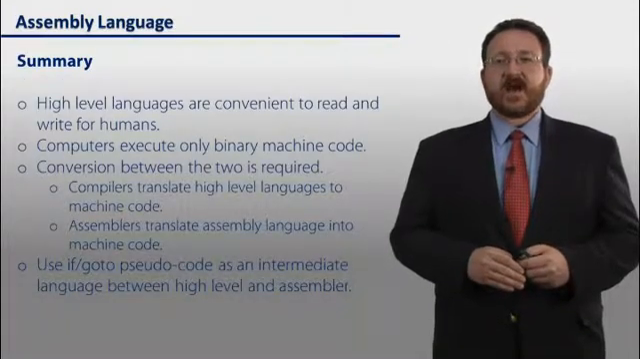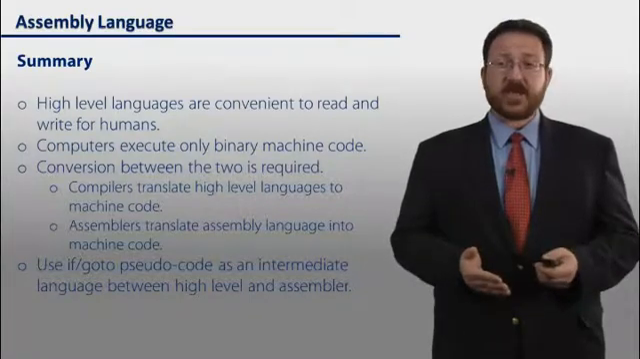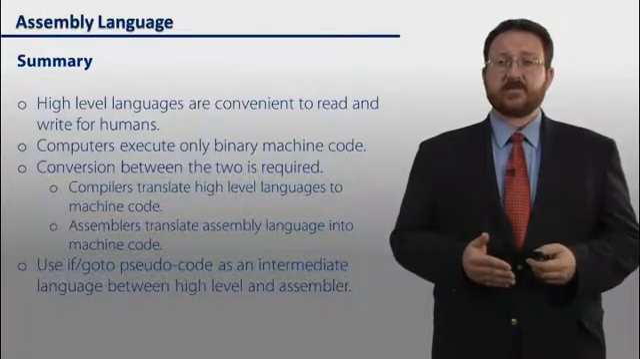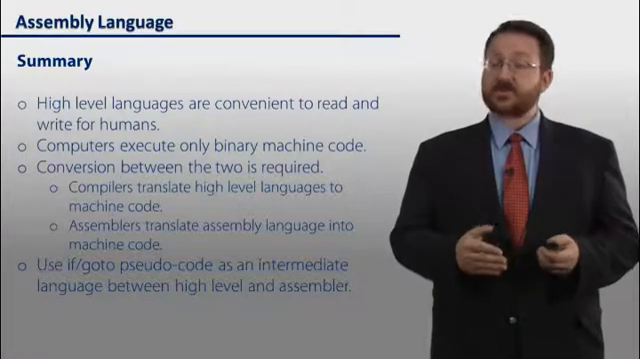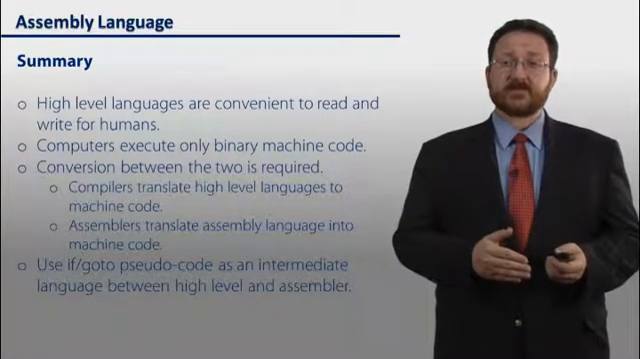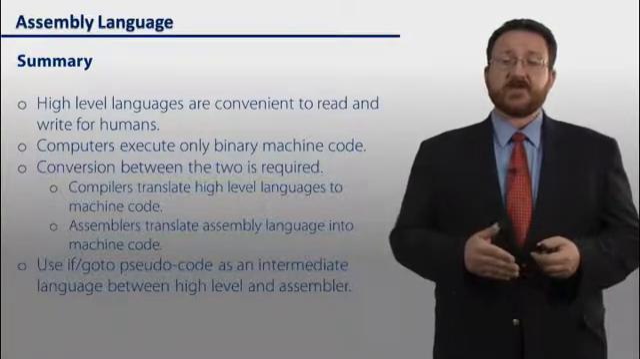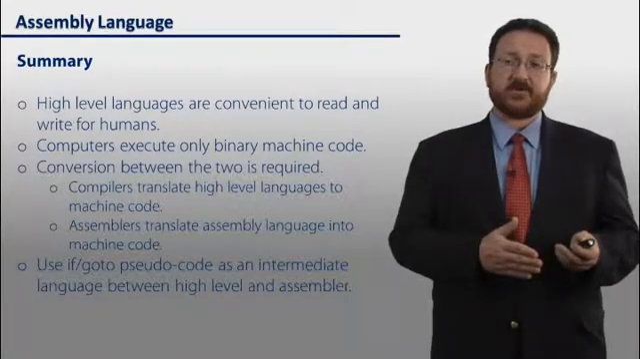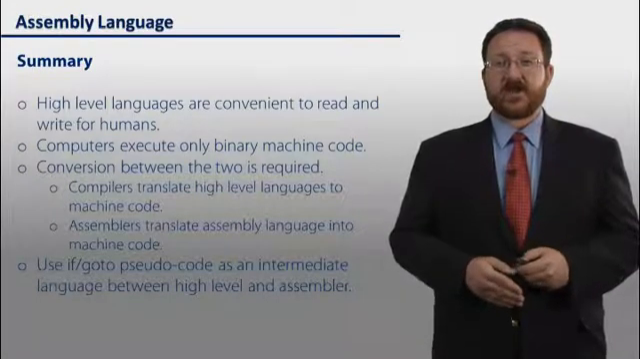In summary, high-level languages are convenient for us to read and write as humans, but computers only execute binary machine code. So any language other than machine code needs to go through a translation process. Compilers translate high-level languages, third-generation languages, into machine code, whereas assemblers translate assembly languages into machine code. For us as humans, we can use the if-goto pseudocode as an intermediate language between the high-level language that we normally read and write and the assembler language that we're going to be forced to write and run through an assembler.